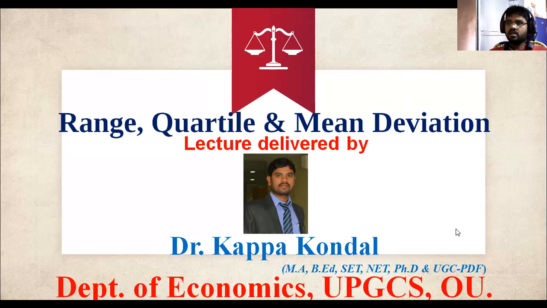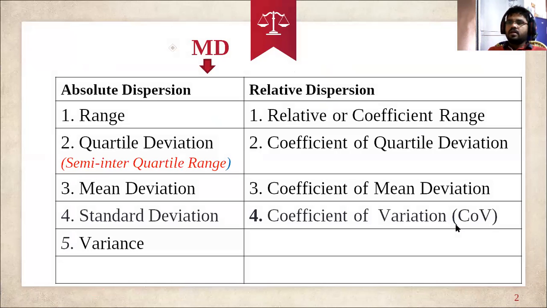Within the absolute dispersion, we have range, quartile deviation, and mean deviation, along with standard deviation and variance. Today we will discuss only three topics: range, quartile deviation, and mean deviation. As we discussed, these are the absolute dispersions and these are the relative dispersions. This absolute dispersion is the range, quartile deviation, mean deviation.